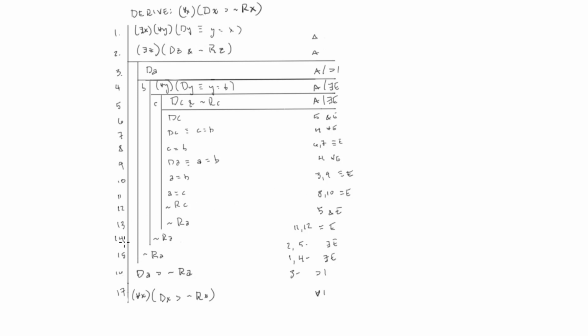Okay, so line 14 comes from the existential in line 2 and the subderivation that runs from 5 to 13. That's an application of existential elimination. Line 15 comes from 1 and 4 through 14, existential elimination. Line 16 is our conditional proof. It takes the subderivation running from 3 to 15 as input. And then line 17 comes from universal introduction on line 16. It all worked out. All right? And there's our little proof.